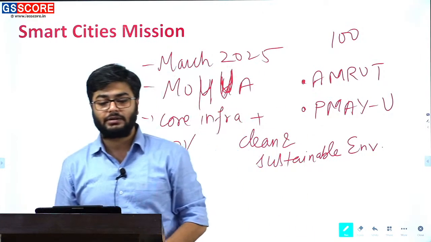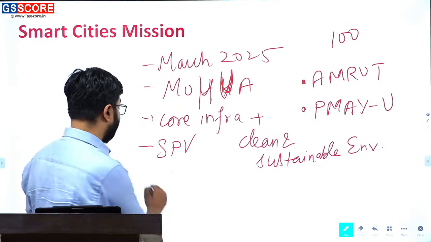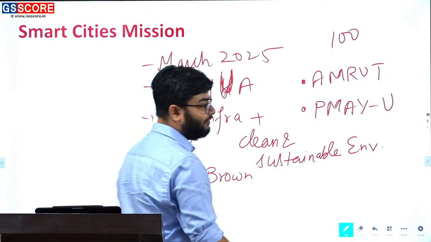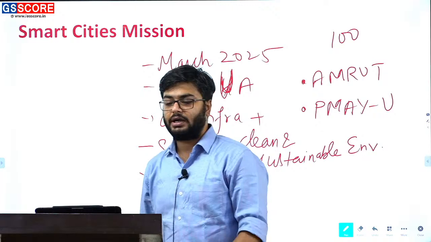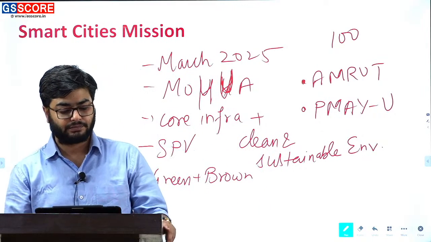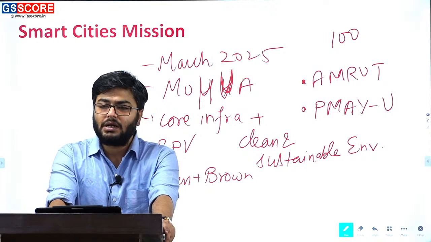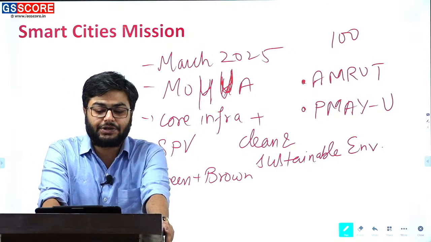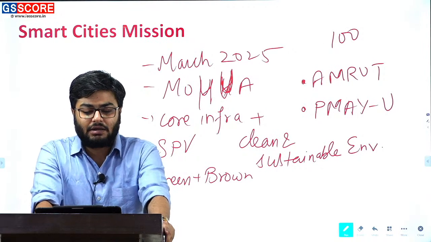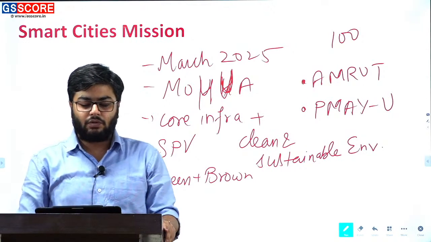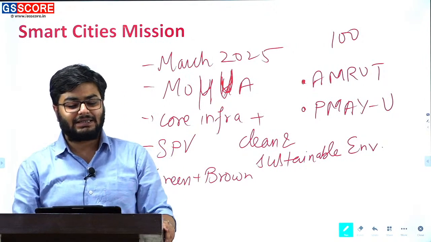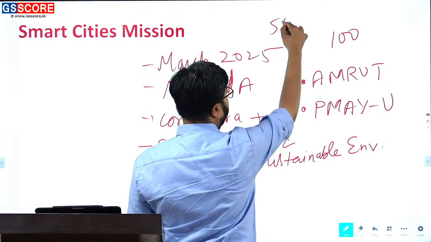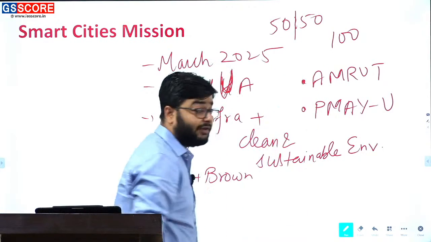It included both greenfield and brownfield. So it is not just the greenfield or not just the brownfield. It included both, right? As an incentivization mechanism, Smart City Awards were instituted as well, right? And if you look at the center-state coordination in terms of funding, it is a 50-50 pattern.